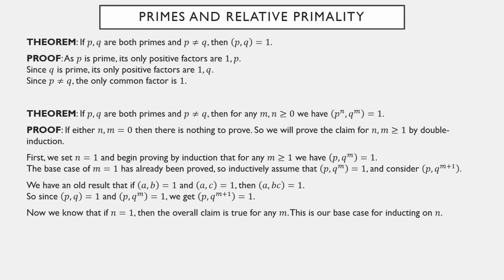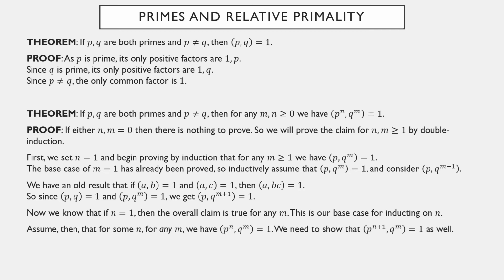So now what we've done is we've shown a base case for inducting on n, that for any integer m as our exponent on q, we now claim for any integer n, our exponent on p, that the two numbers will be relatively prime, and our base case would be n equals 1, and that's now proved. So now let's assume that for one particular n, for any exponent m, p to the n and q to the m are relatively prime. We need to show that we can increase the power on p by 1 and still have these numbers be relatively prime. But it's really the same argument from before.